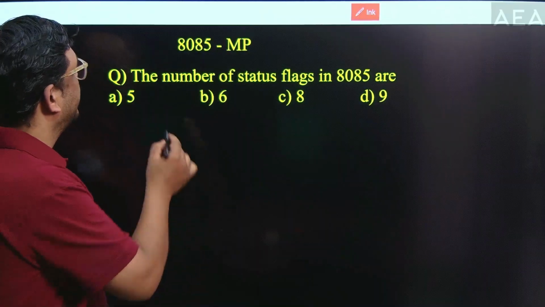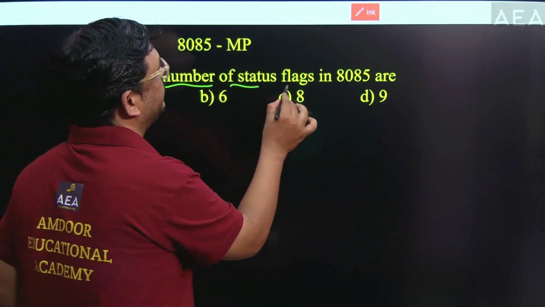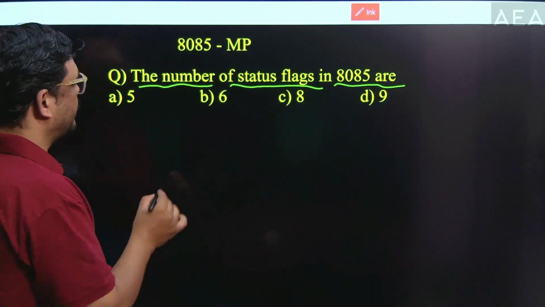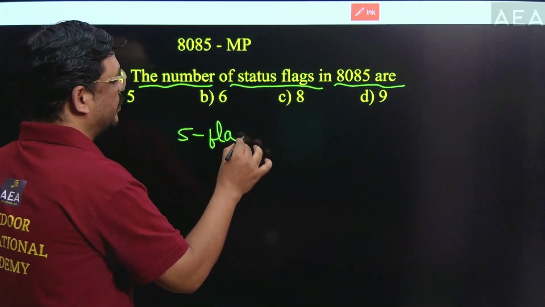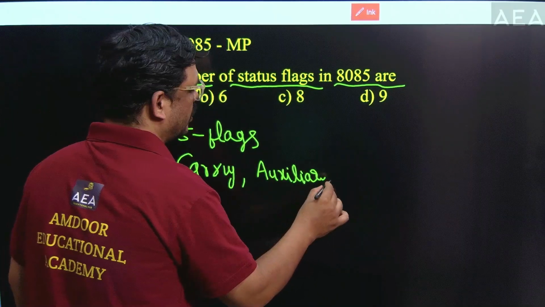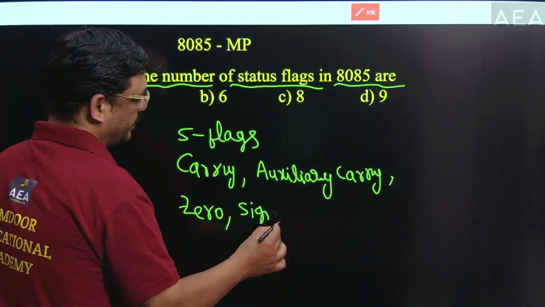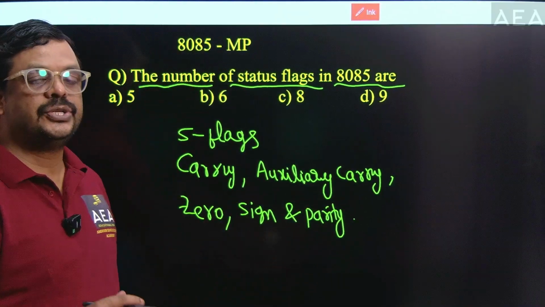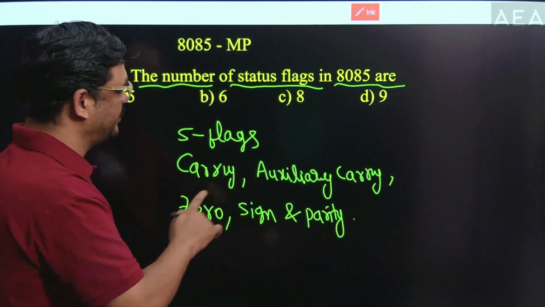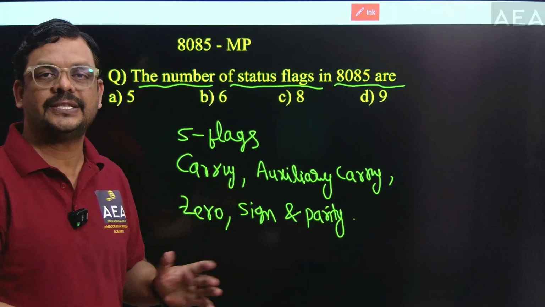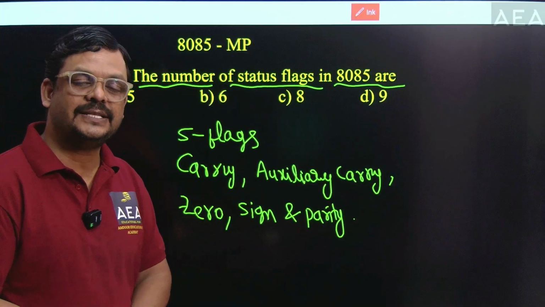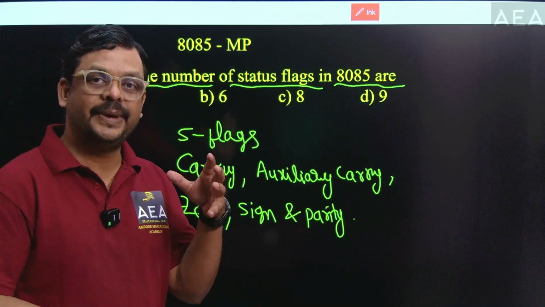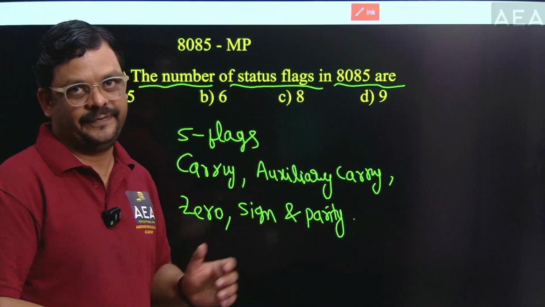Another question: the number of status flags in 8085 are. The 8085 microprocessor consists of totally 5 flags. Those are carry, auxiliary carry, zero, sign and parity. So the 8085 microprocessor consists of only 5 flags. Those flag names I wrote here. All these flags are status flags, which explain the status of each instruction. After completion of an ALU operation, based on the result, these flags are affected.